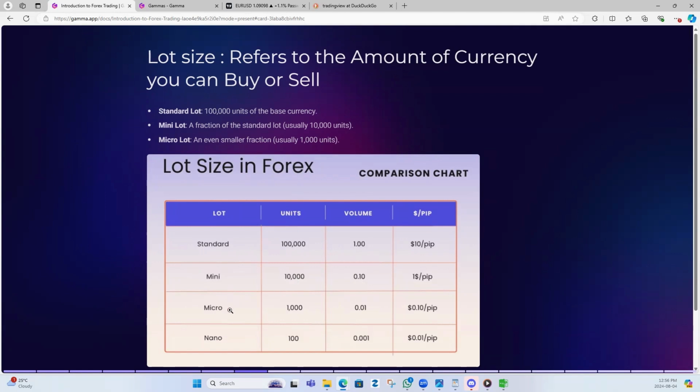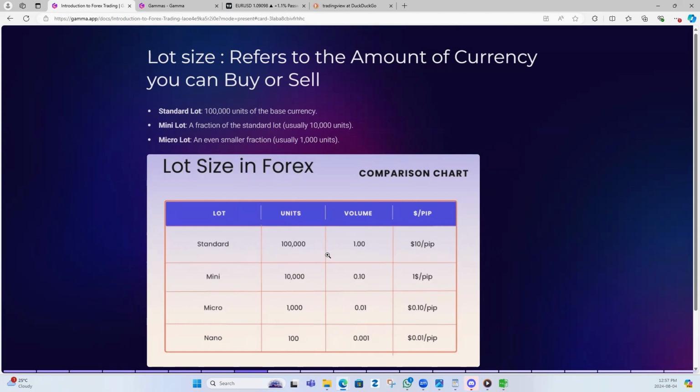Then you have the micro lot. Micro lot is like buying a lot of $1,000. Then you have the nano lot, which is very, very small, like $100. And you can see as the lot size increases, the pip value also increases. Every pip movement in a standard lot constitutes a $10 price gain or price loss.